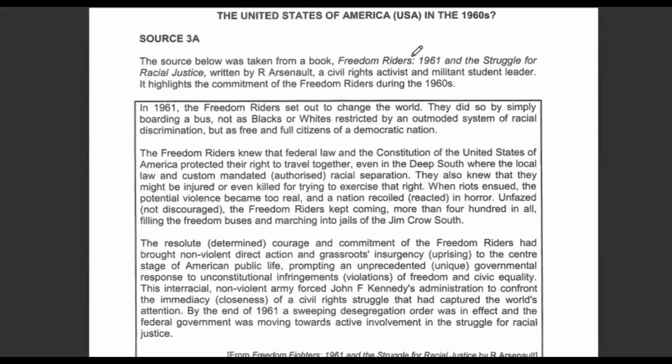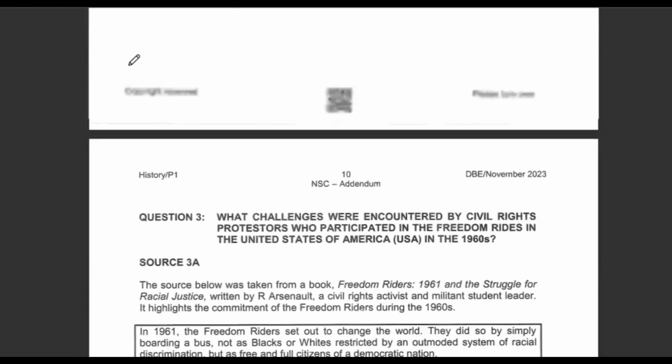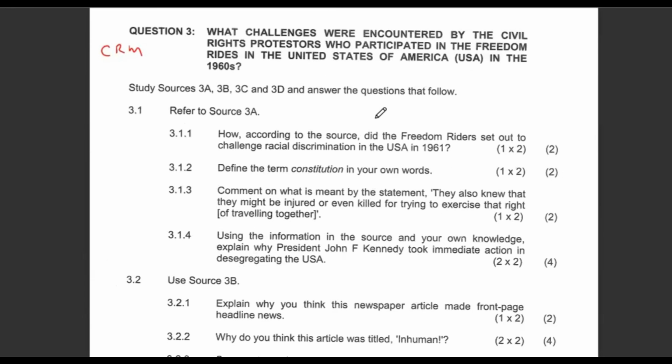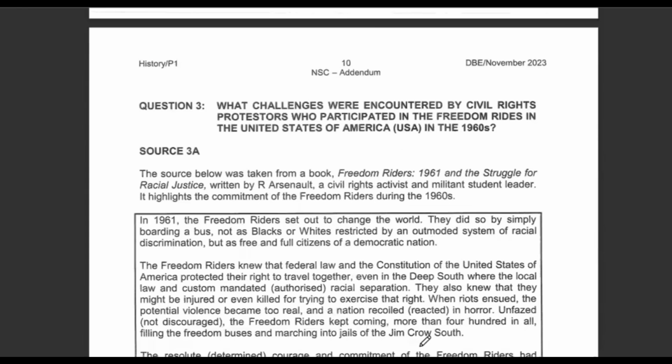The source below was taken from the book Freedom Riders: 1961 and the Struggle for Racial Justice, written by Raymond Arsenault. It highlights the commitment of the Freedom Riders during the 1960s. So let's go back to the question itself. How, according to the source, did the Freedom Riders set out to challenge racial discrimination? If you go back to the source, it clearly spells it out. The Freedom Riders set out to change the world. They did so simply by boarding a bus, not as blacks or whites, restricted by an outmoded system of racial discrimination, but as free and full citizens.